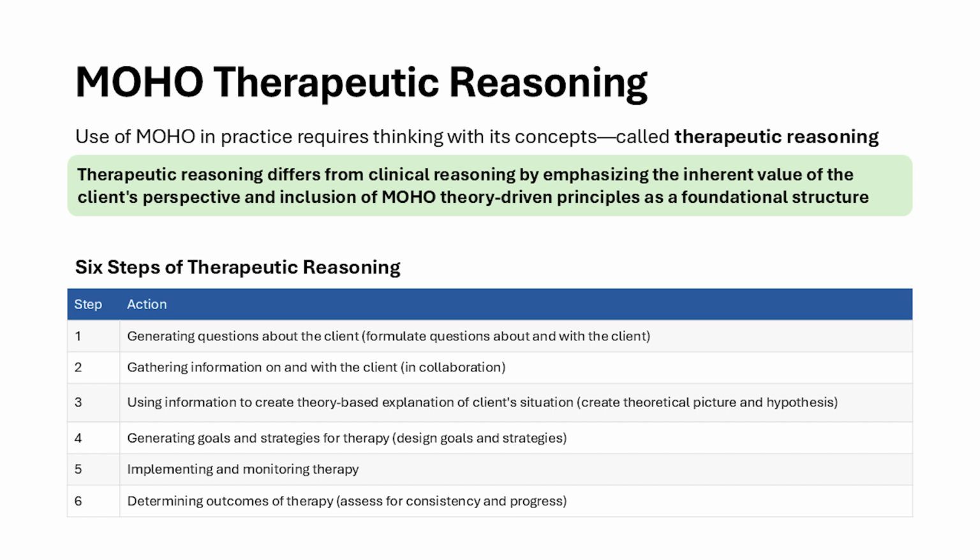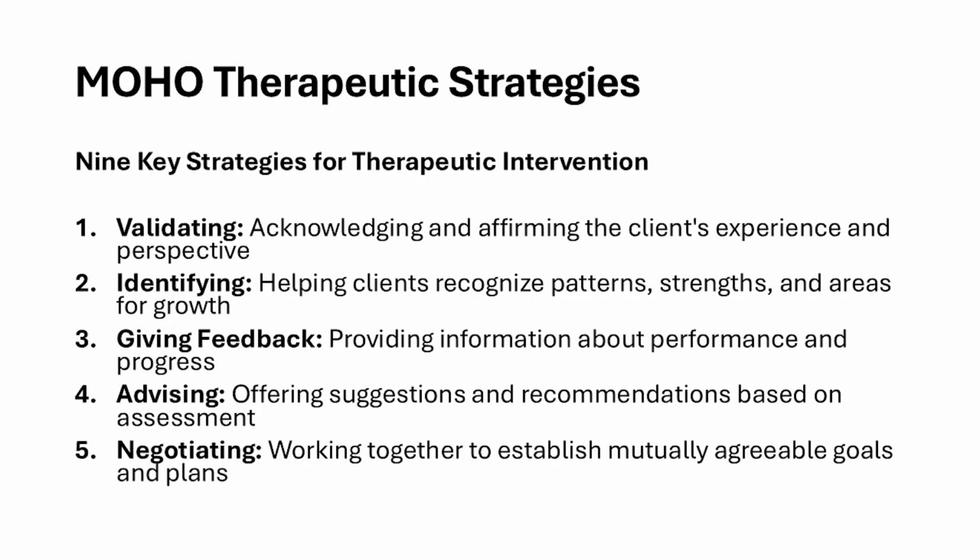So once you have that plan, what tools or strategies does MOHO offer for the actual intervention? There are 9 core therapeutic strategies they identify. Things like identifying, giving feedback, advising, negotiating, structuring. Let's maybe focus on a couple that really connect back to those person factors we discussed. How about validating? Why is that considered a key strategy?